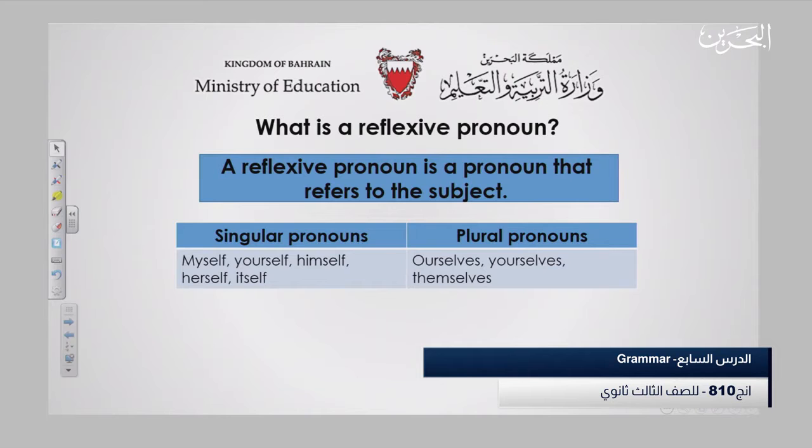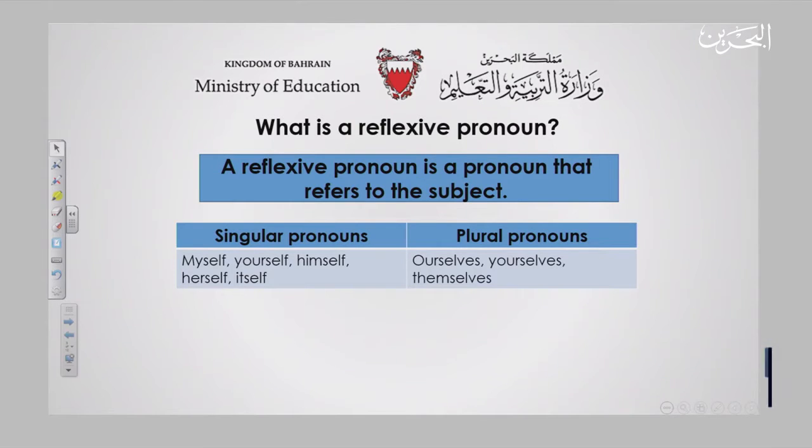Let's see the reflexive pronouns as displayed in here. The singular pronouns are myself, yourself, himself, herself, and itself. Let's move to the plural pronouns. They are ourselves. Pay attention, since it's plural, it determines a group of people. Yourselves and themselves. Can you notice any differences here?